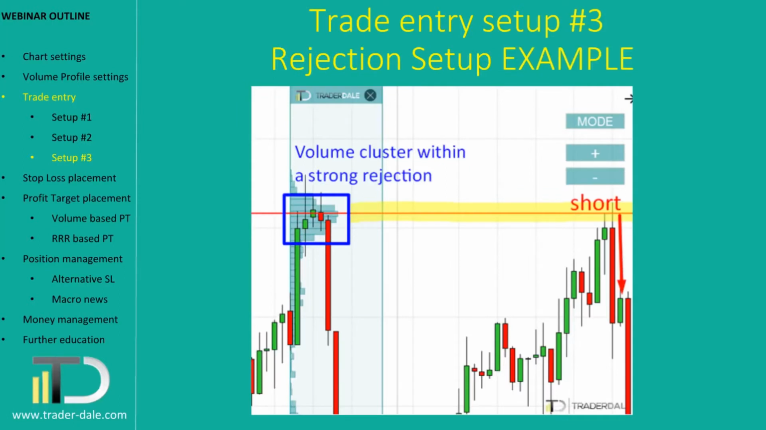One more example. In this case, you can see a rejection of higher prices, and I identified the heaviest volumes within the rejection, almost at the top of this rejection. Again, I draw a line, waited for the price to make it to this line, and with the limit order, I entered a short trade. So those were the trading setups.